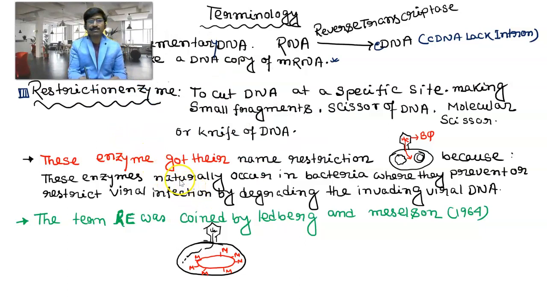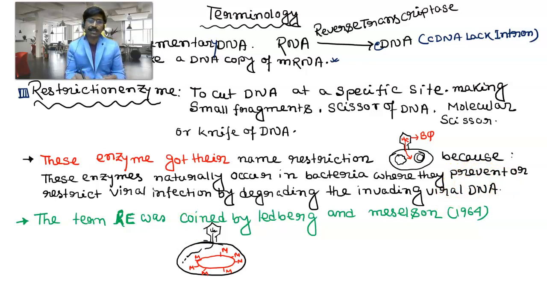So this enzyme got its name restriction because this enzyme naturally occurs in bacteria where it prevents or restricts viral infection by degrading the invading viral DNA.